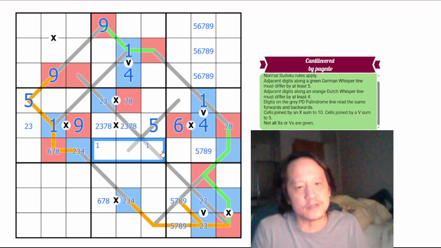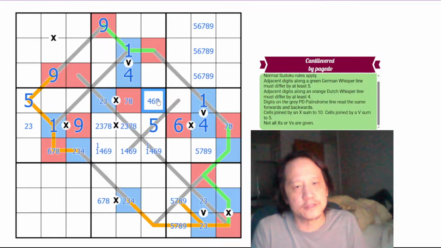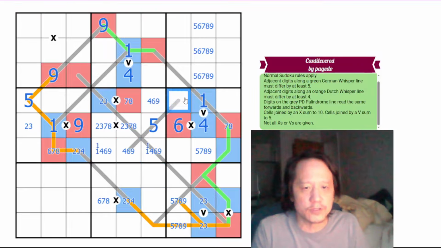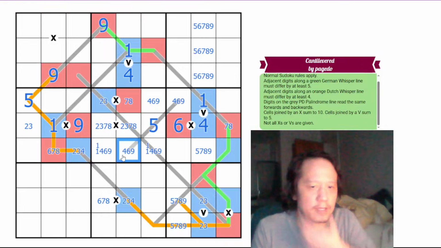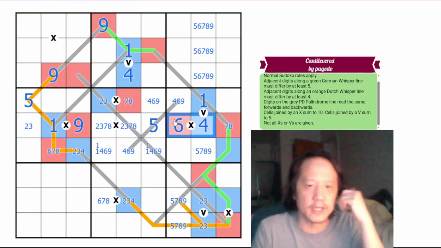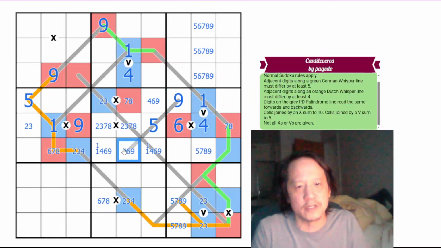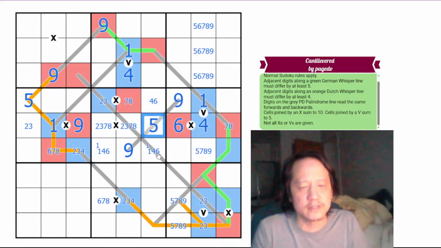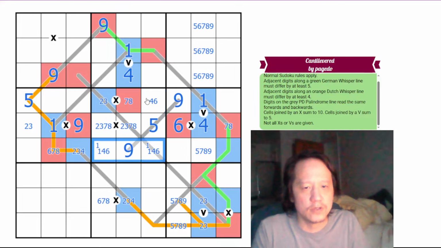So that leaves this as 1, 4, 6, and 9. And this can't be 1, this can't be 1. So this must be 4, 6, or 9, but it can't be 4 or 6 because of the palindrome, so that forces this to be 9, which makes that 9. That eliminates 9 in the rest of the box and the row. And this can't be 9, this can't be 9.